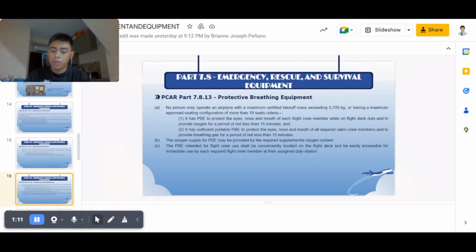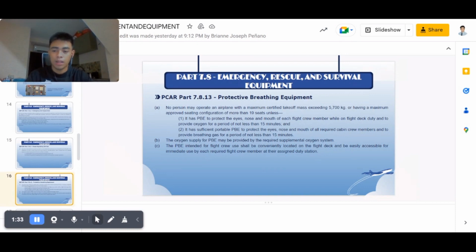Second is the oxygen supply for PBE may be provided by the required supplemental oxygen system. So as much as possible, dapat talaga na enough to para sa lahat ng tao on board. Kasi naman kulangan, di ba mas okay na yung sumobra. And the PBE intended for flight crew use shall be conveniently located on the flight deck and be easily accessible for immediate use. So yan, placement.